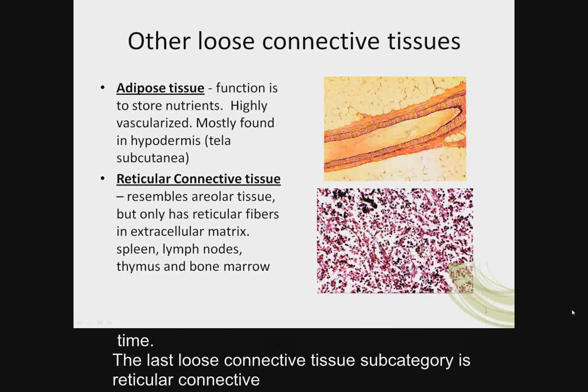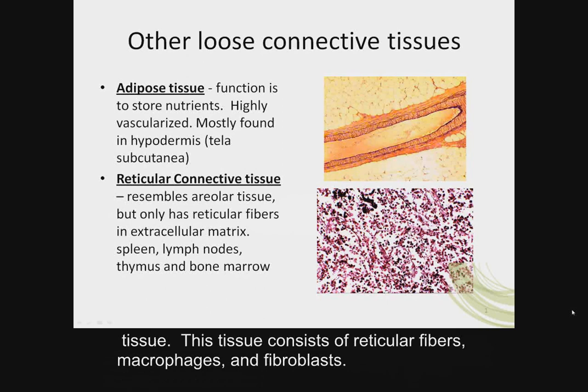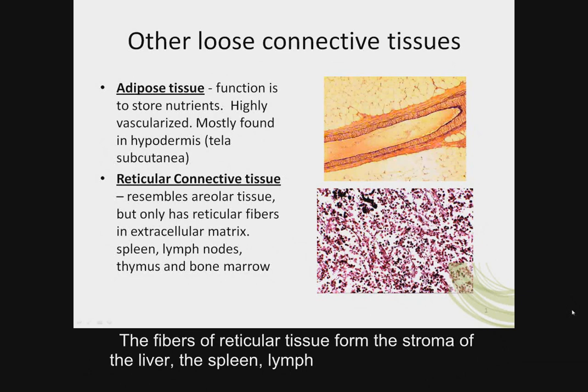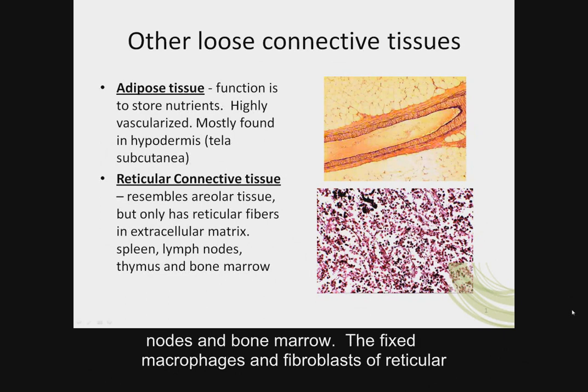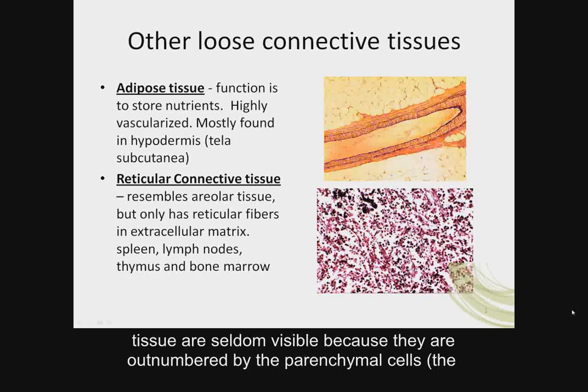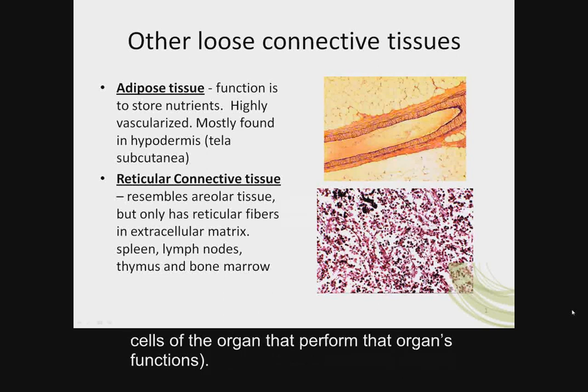The last loose connective tissue category is reticular connective tissue. This tissue consists of reticular fibers, macrophages, and fibroblasts. The fibers of reticular tissue form the stroma of the liver, the spleen, lymph nodes, and bone marrow. The fixed macrophages and fibroblasts of reticular tissue are seldom visible because they are outnumbered by the parenchymal cells, the cells of the organ that perform the organ's function.